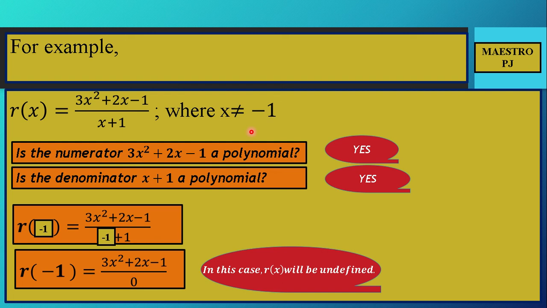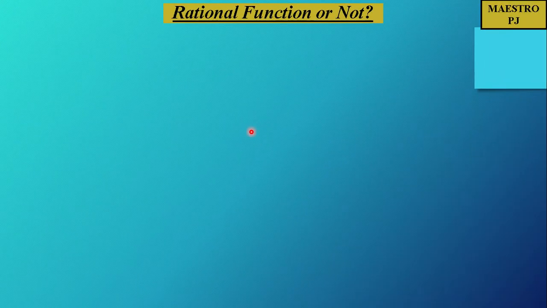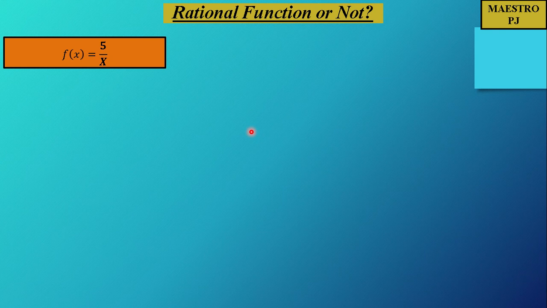In this case, r of x will be undefined, sabi dito. Okay, so let us consider the following functions. Alin sa mga to ang rational function at alin ang hindi? Okay, example number 1.